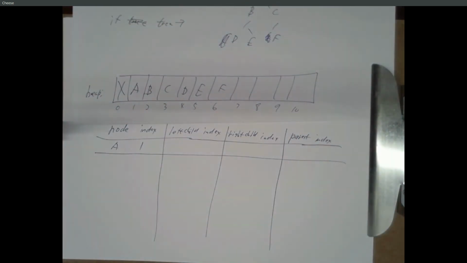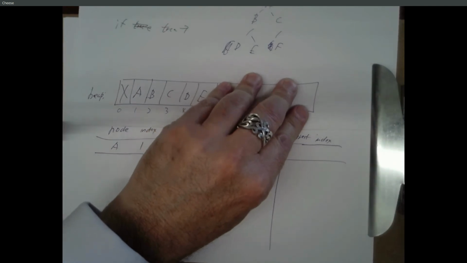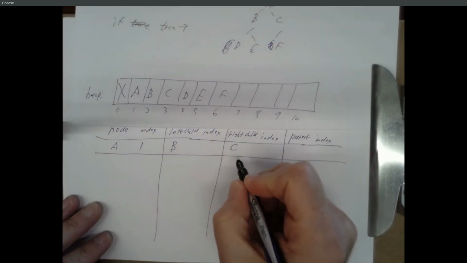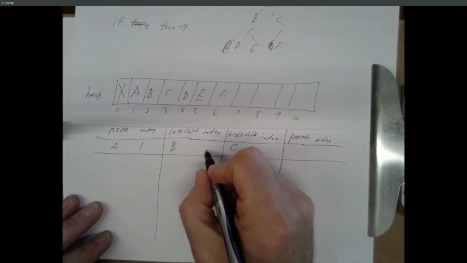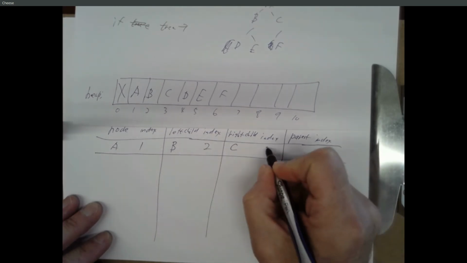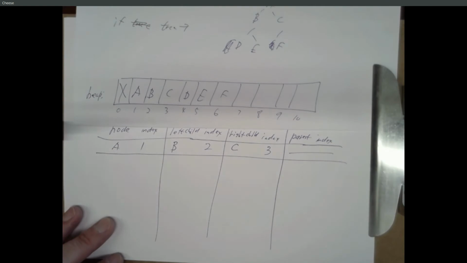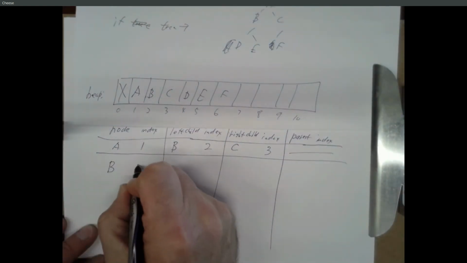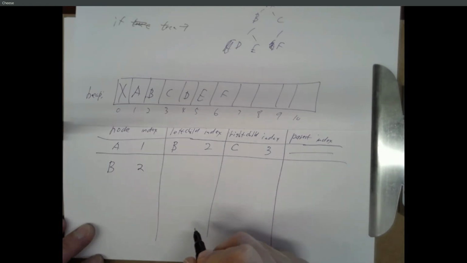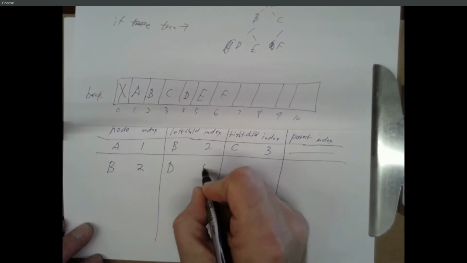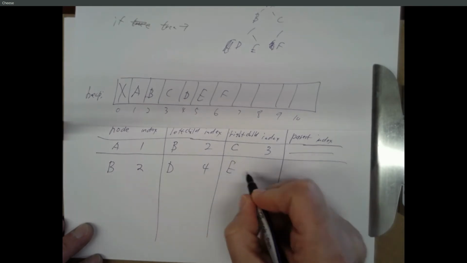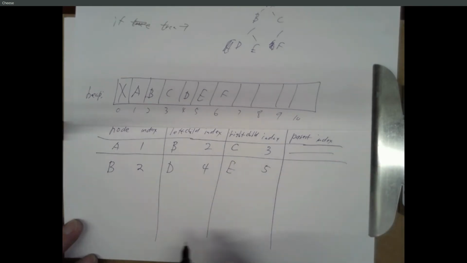Alright, so what's the left child of A? Left child of A is B. Right child of A is C. What's the index of B? Alright, index of C is 3, and A doesn't have a parent because it's the root. Alright, how about node B? That's index 2. What's its left child? D, which is 4, and what's its right child? E, which is 5.